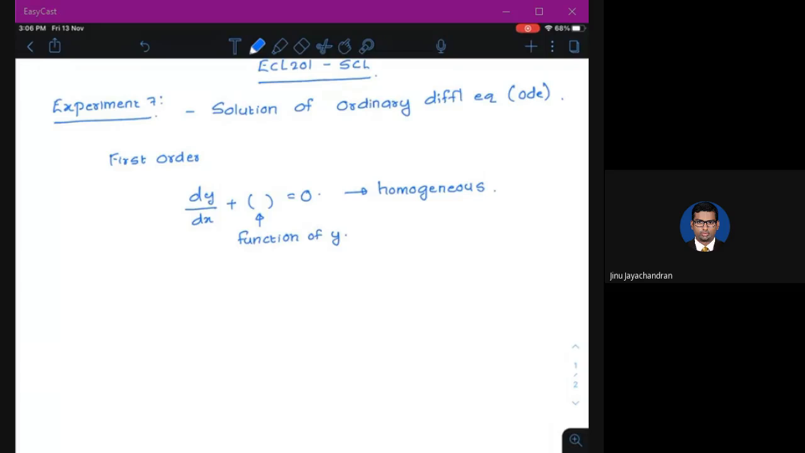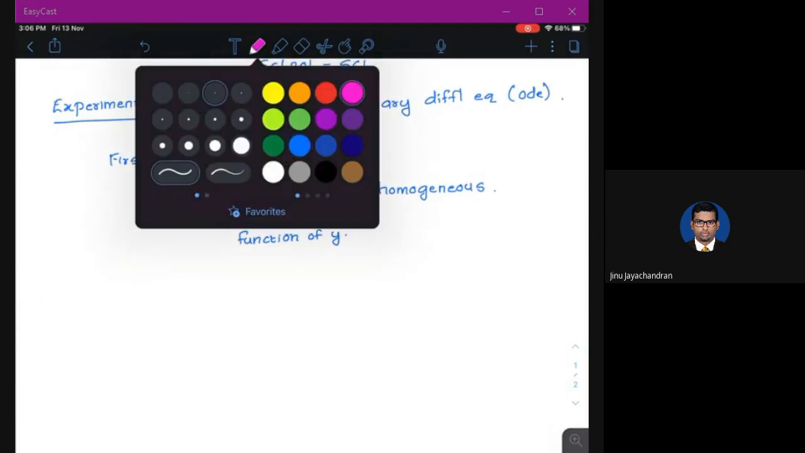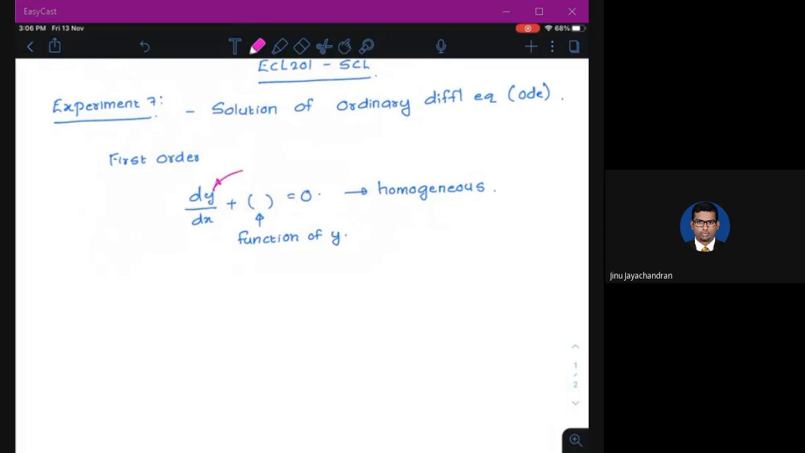Because when you differentiate, there are two variables. The one for which differentiation is done is called a dependent variable. And the one with which you are differentiating is called an independent variable.